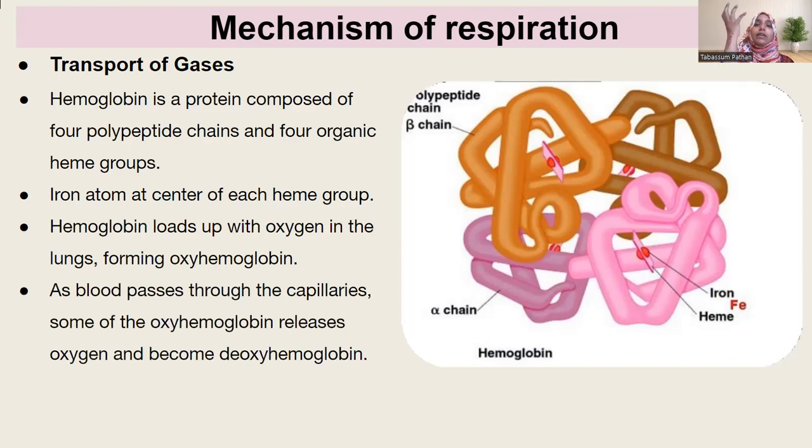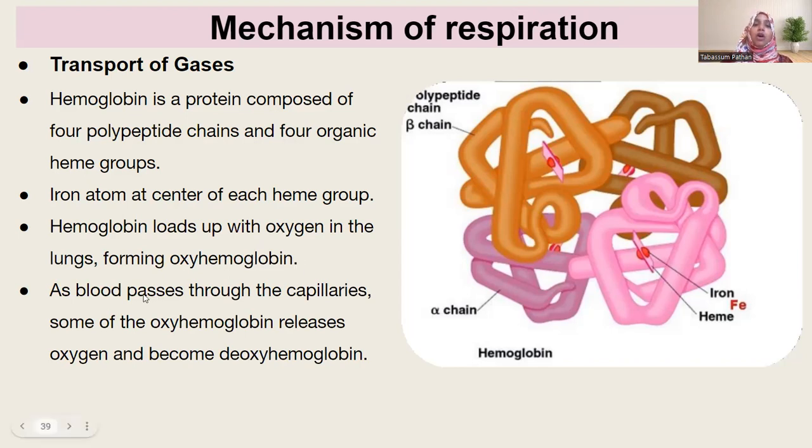When we say the blood carries oxygen and transports it to different parts of the cells and deposits it, which part of the blood actually does this? The RBC, the red blood cell. Which component in the red blood cell? The hemoglobin. It takes up oxygen, the hemoglobin combines with oxygen and forms oxyhemoglobin.